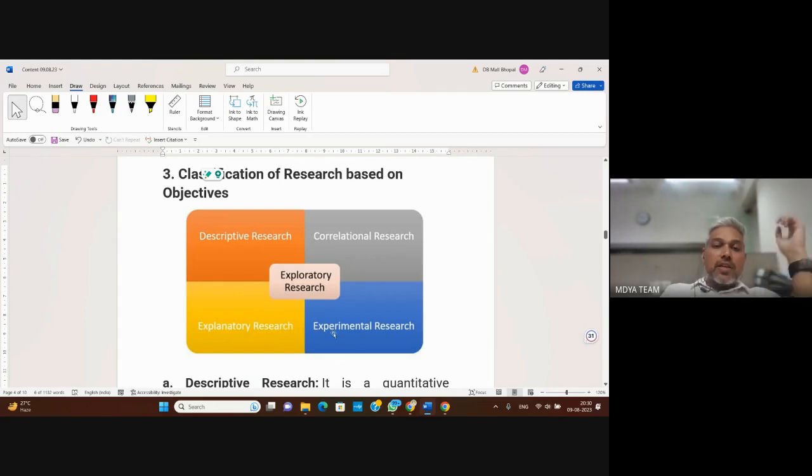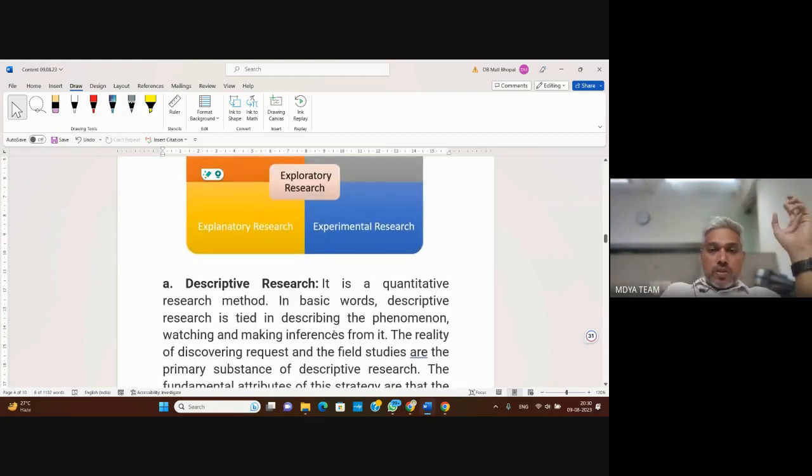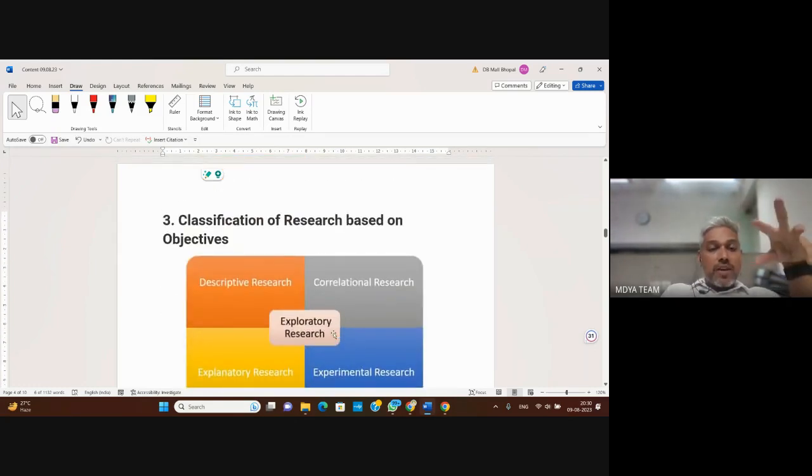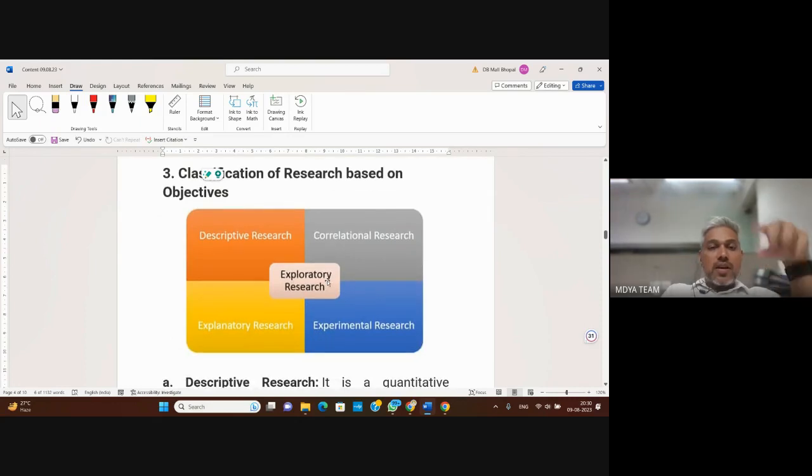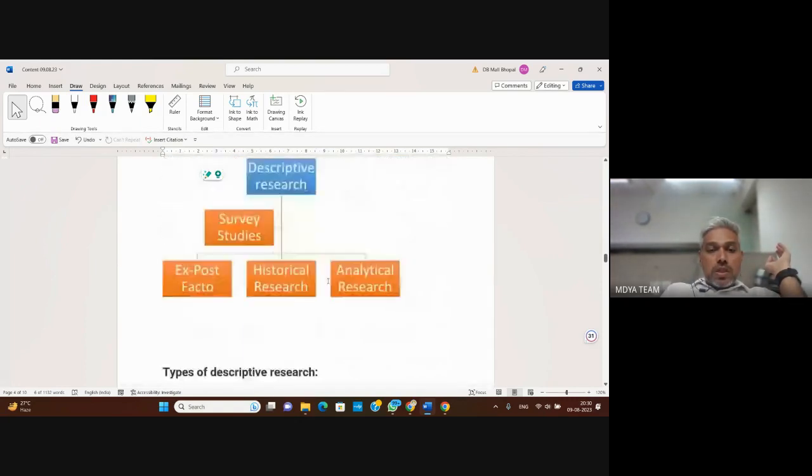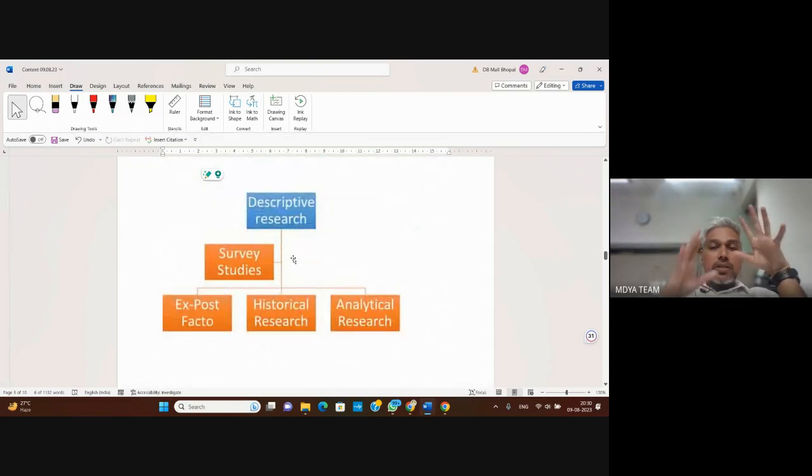That is explanatory research. And in experimental research, we do an experiment between independent variable and dependent variable, and we change the independent variable to check the result on the dependent variable. So this is experimental research, and the basis of all these five types of research is objective. And there are four types of research under descriptive research: survey studies, ex post facto, historical, and analytical.